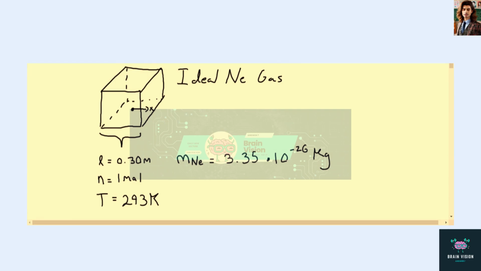For this example, we have a pretty interesting question here. Given that we have some ideal neon gas in this cubical container, we want to know what the average rate of collisions is with one wall of the container. So we're given all these parameters here, like the length of a side of our cube, the number of moles, the temperature that the gas is at, and the mass of a single neon atom.